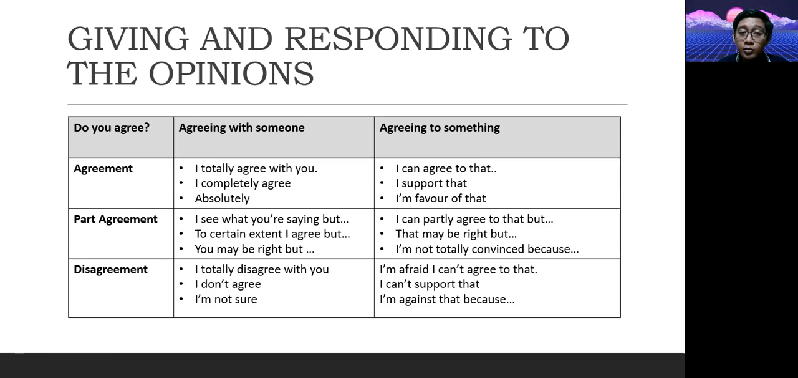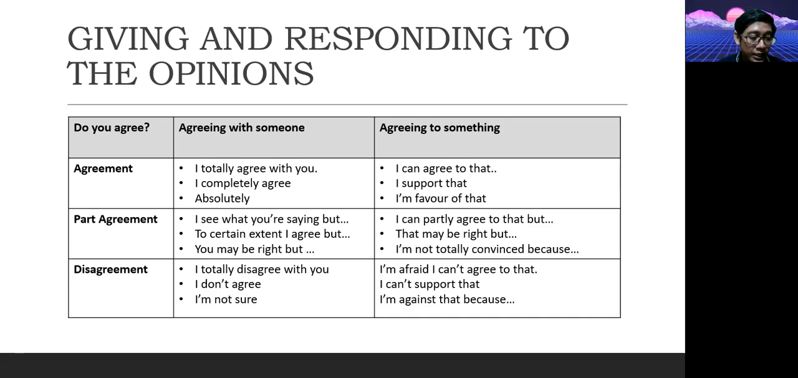The expressions that we can use for agreeing with someone fully: first, I totally agree with you, and then I completely agree, and absolutely. For agreeing to something, we can use expressions like I can agree to that, and then I support that, and then I'm in favor of that.